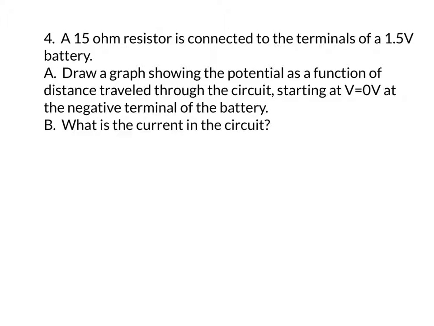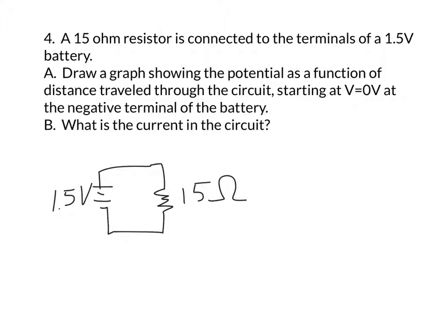15 ohm resistor and a 1.5 volt battery. I'm going to draw this for myself. Now we have a circuit. So a battery here connected to a resistor like so. And if I'm labeling them, that is 1.5 volts and that is 15 ohms. The positive is the big terminal, the negative is the small terminal.